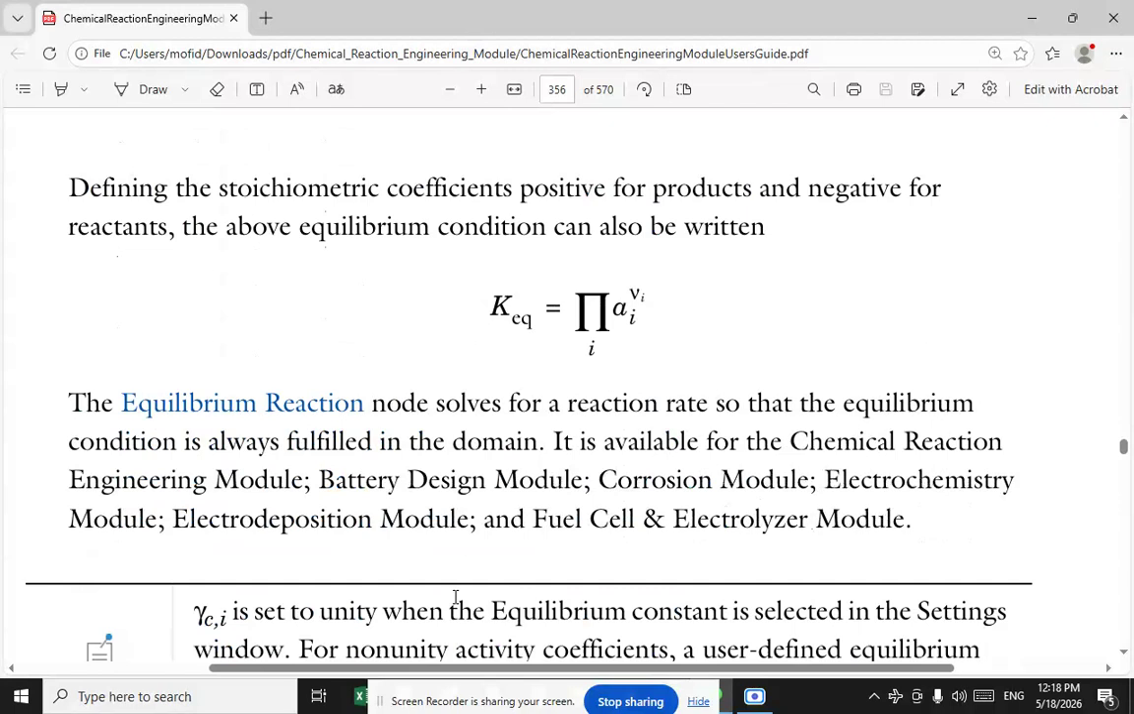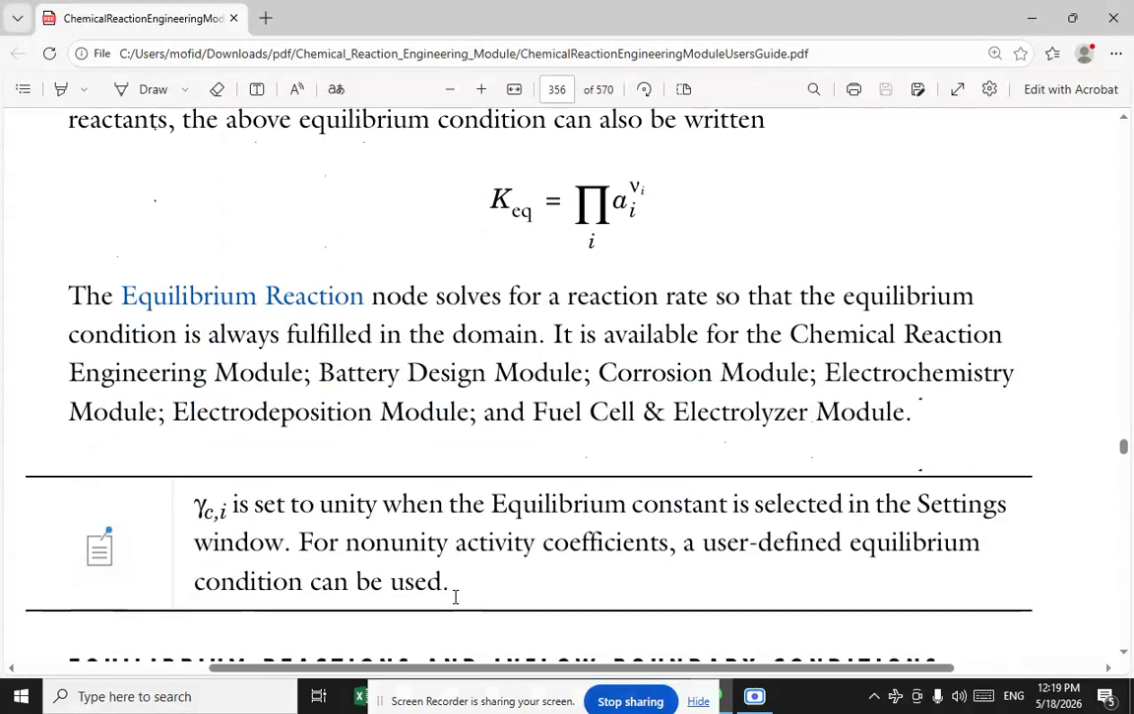Defining the stoichiometric coefficients as positive for products and negative for reactants, the above equilibrium condition can also be written as K_eq equal to the product over i of a_i to the power of ν_i. The Equilibrium Reaction node solves for the reaction rate so that the equilibrium condition is always fulfilled in the domain.